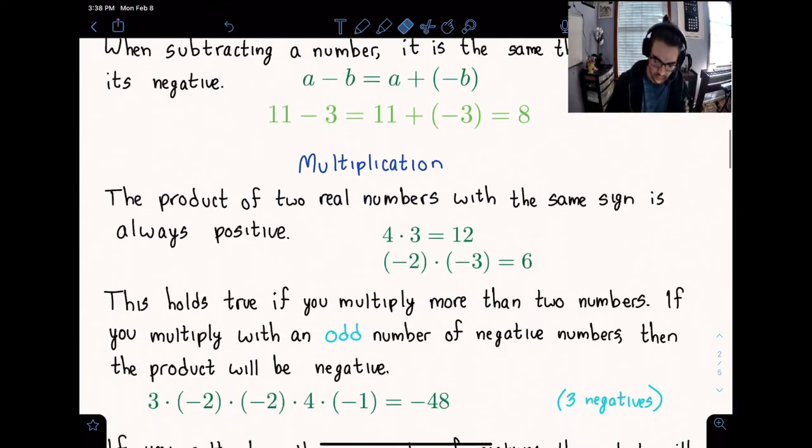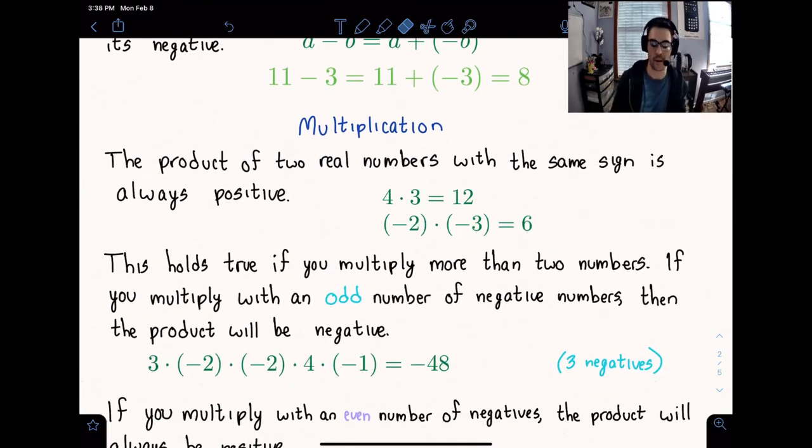Okay. All right, multiplication. We have a lot to talk about here. First thing I mentioned has to do with the signs of the product of numbers. And I wrote here, the product of two real numbers with the same sign is always positive. A positive times a positive is a positive, and a negative times a negative is a positive. We know this. This is pretty evident. Double negatives cancel each other out. Two terms, same sign, multiply them together, always positive.